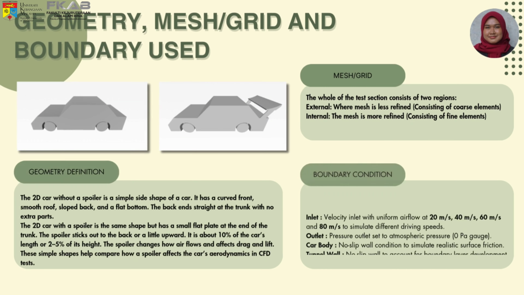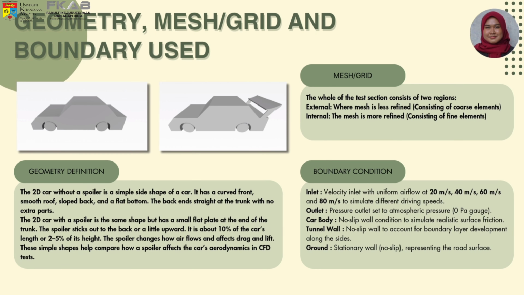Next, for the geometry, mesh or grid, and boundary used. For the geometry definition, the 2D car without a spoiler is a simple shape of a car. It has a curved front, smooth roof, sloped back and a flat bottom. The back ends straight at the trunk with no extra part.